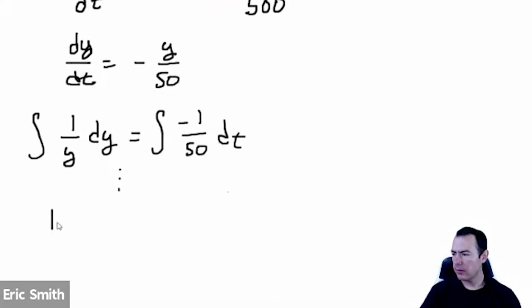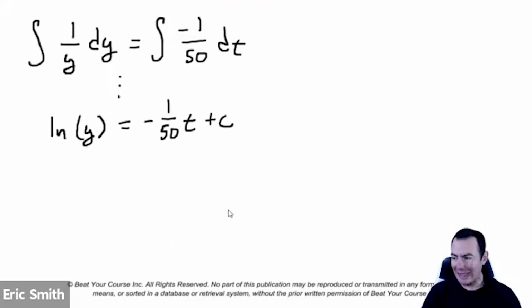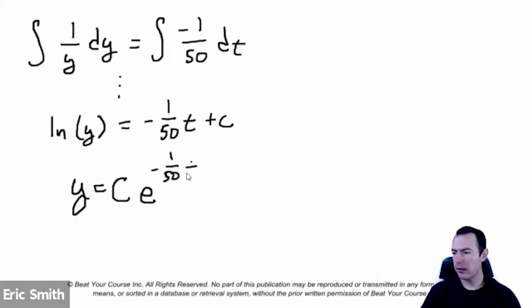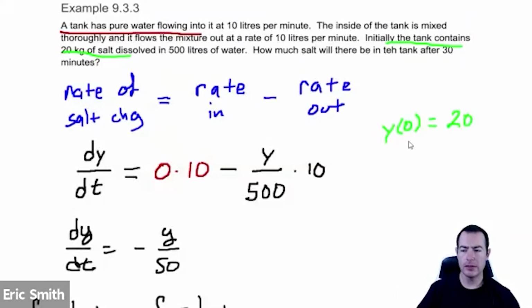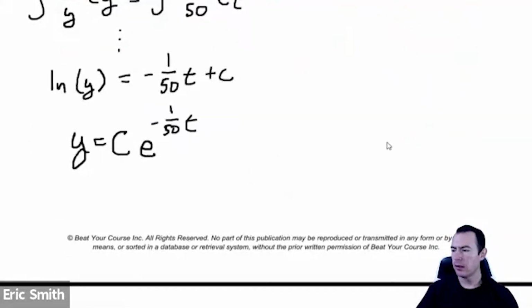So what is this? This is the natural log of y. We end up with the negative 1/50th t plus a mystery constant. We're going to use e on both sides of this, and we're going to combine our constant with that mystery e. So we'll have c times e to the negative 1/50th t. And then I can use the initial value to solve for my mystery c. So imagine plugging in 0 for your t. This should equal 20. That actually just gives us that c is equal to 20 right out front.